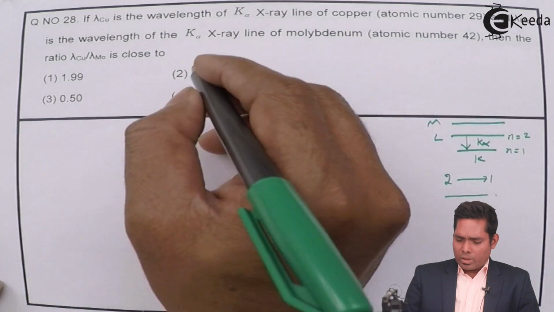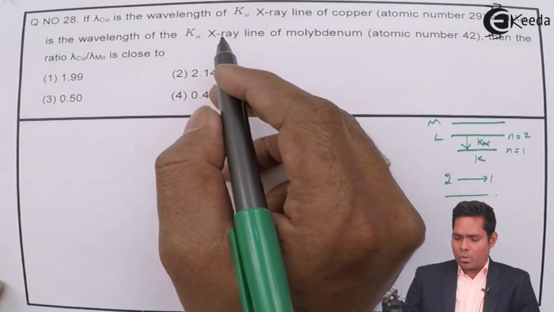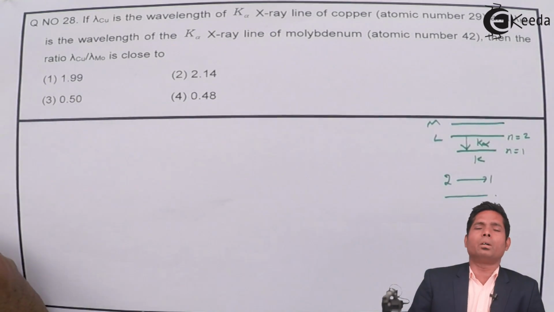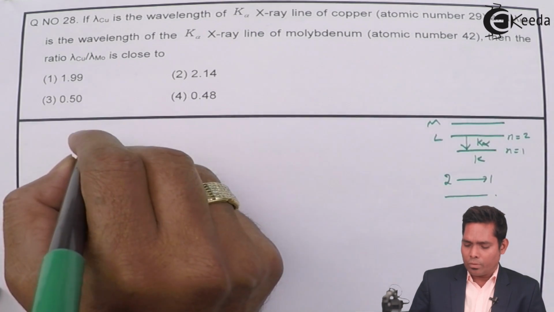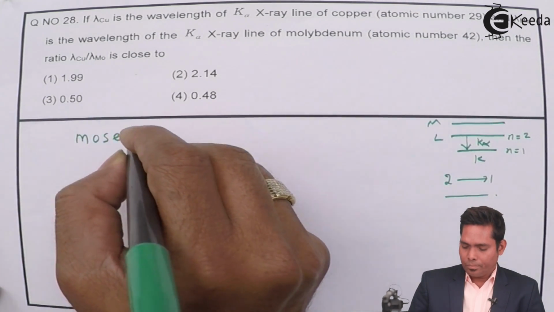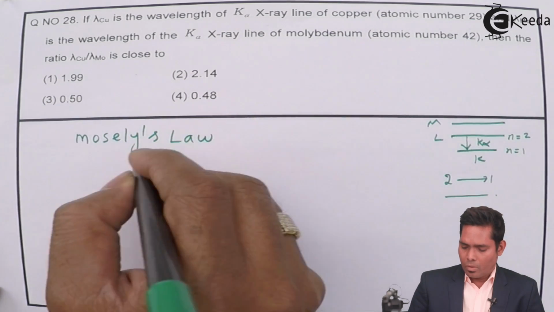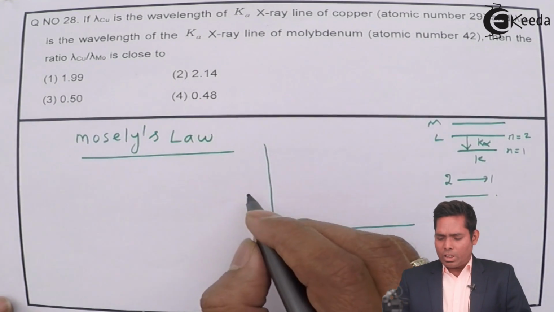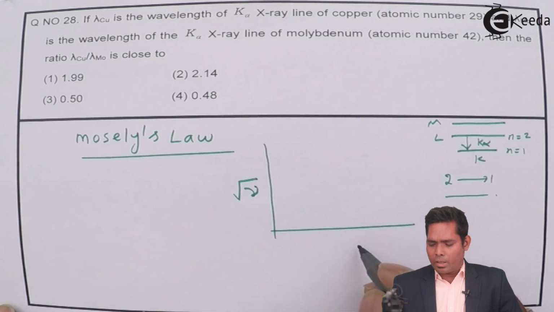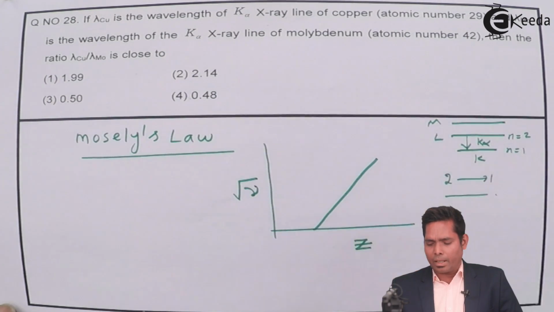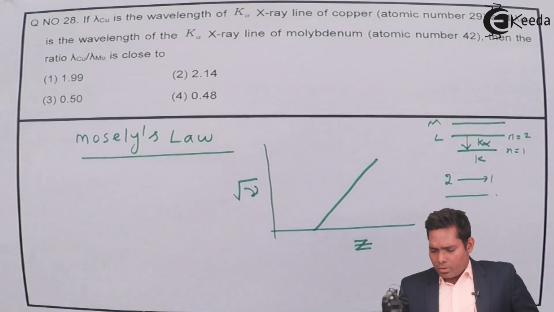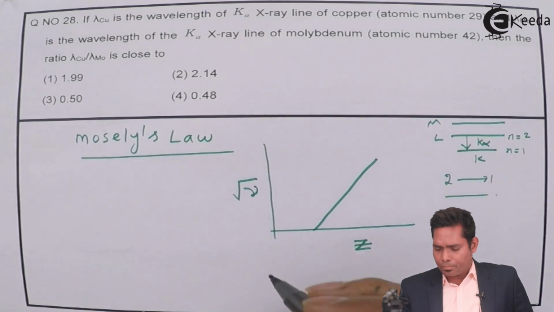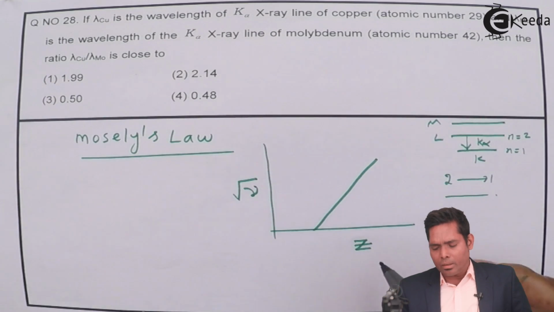Basically, we have to write the expression for lambda in terms of the atomic number. So how to write that lambda in terms of atomic number? You have to think of Moseley's law. Moseley gave the relation between the square root of frequency and the atomic number Z, and he got a graph like this, of square root of the frequency versus atomic number.